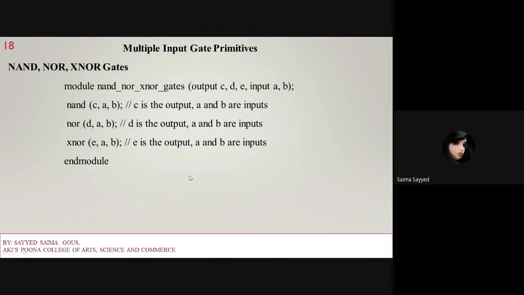And in gate level modeling, we just have to use the different gates and the keywords of the gates. We have already seen what the keywords of the gates are, and gate level modeling is defined by the different gates and the connections of those gates. So I hope you have understood.